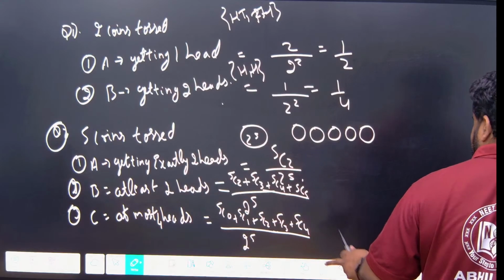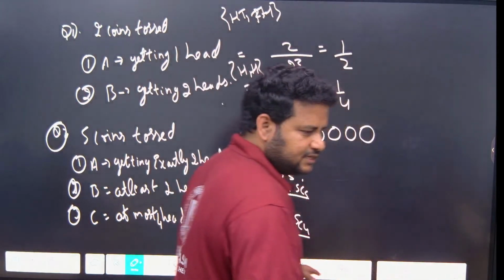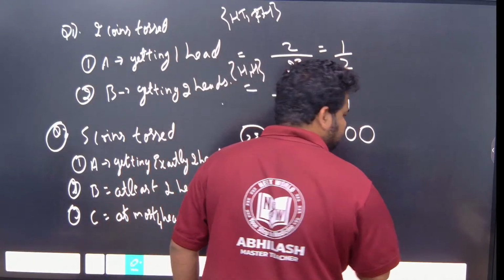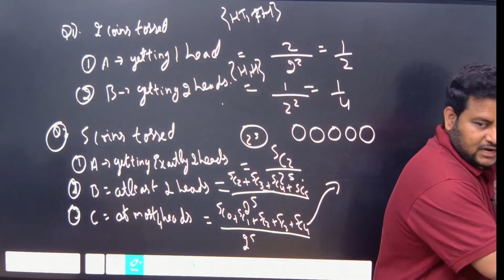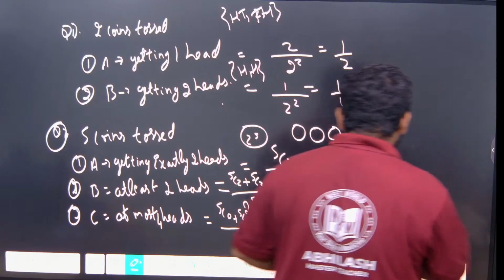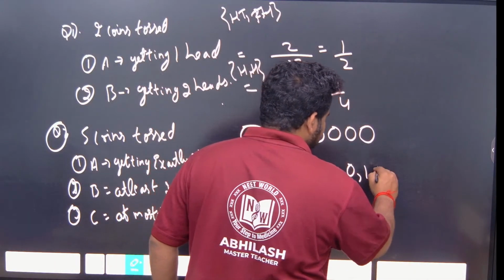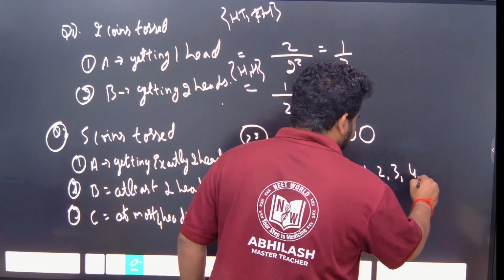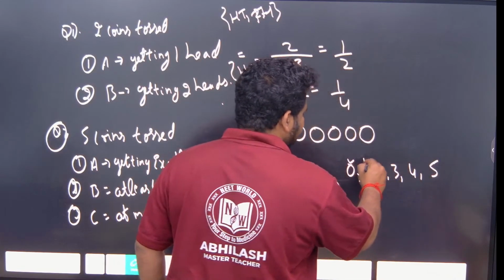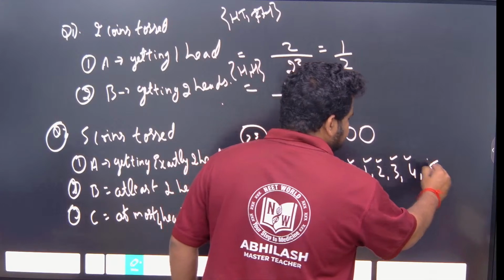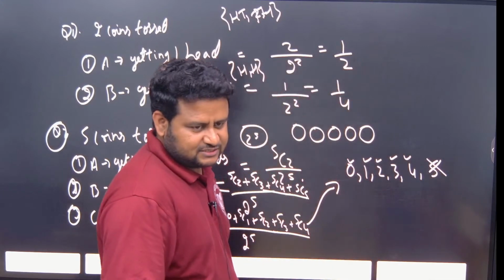Now, this one, at most 4 heads. Listen here. At most 4 heads. Correct now? At most 4 heads means I should get, listen carefully, 0, 1, 2, 3, 4, 5. At most 4 heads means I can get all of these, but I should not get this one. I should not get 5 heads. Correct?